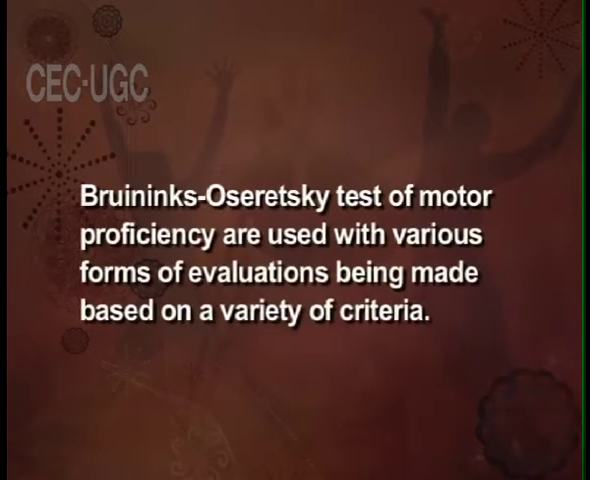Children with DCD are assessed in a variety of ways, but currently there is no appropriate gold standard assessment instrument and no instrument that goes from childhood to adulthood. In many countries, however, the Movement ABC battery is most widely used, which contains a standardized normative reference test plus a criterion reference checklist. And other instruments such as Bruininks-Oseretsky Test of Motor Proficiency are used with various forms of evaluations being made based on a variety of criteria.